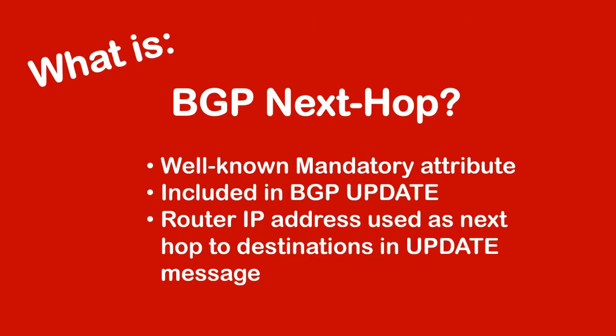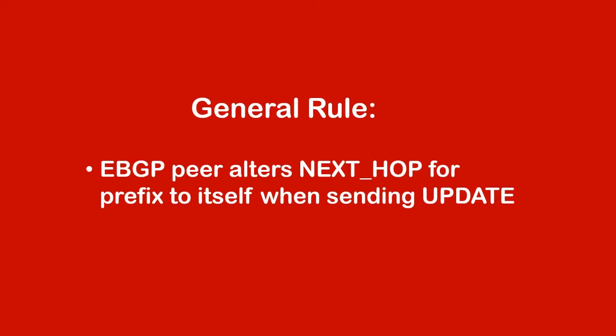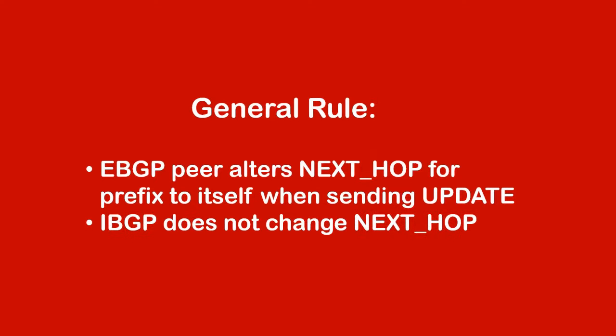Sounds simple enough, but there's a number of nuances to the way that Next-Hop is applied which complicates this, and I'll be going into those in this video. In the interest of time, we won't be going into all the different permutations, but the general rule to remember is eBGP peers alter the Next-Hop for prefixes to themselves when they're sending an update. iBGP peers do not change the Next-Hop when they send an update.